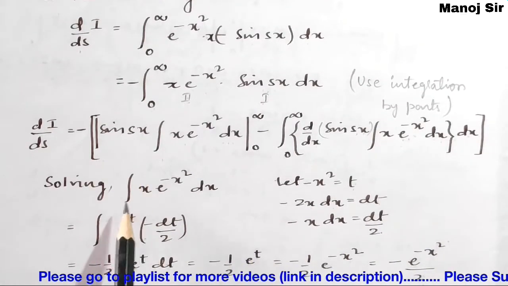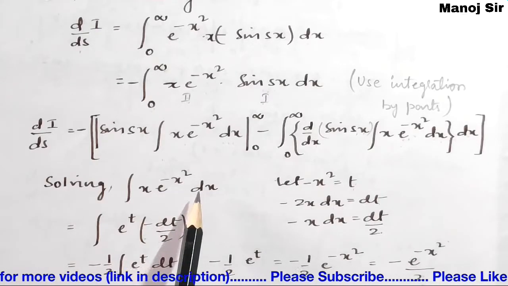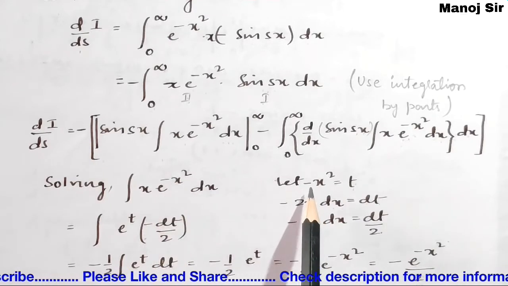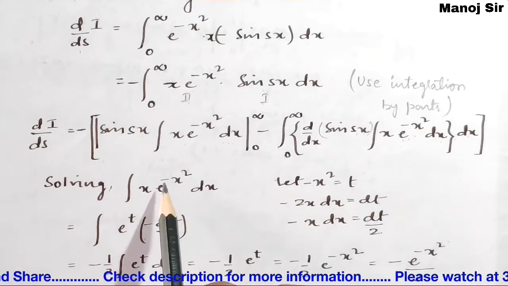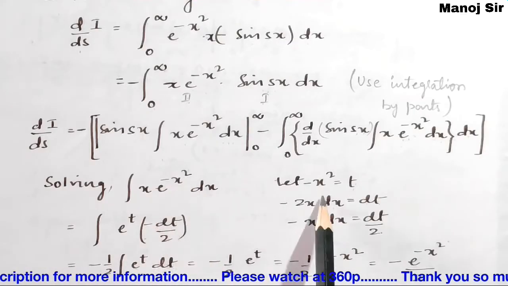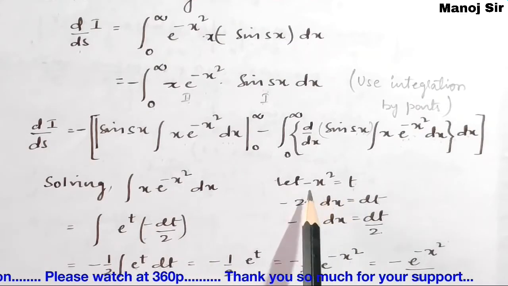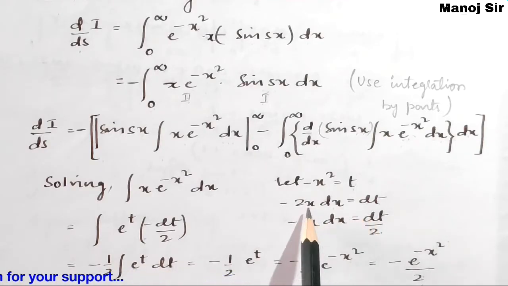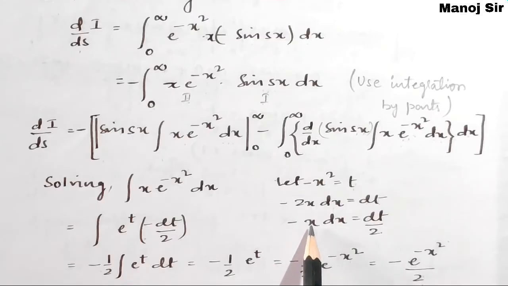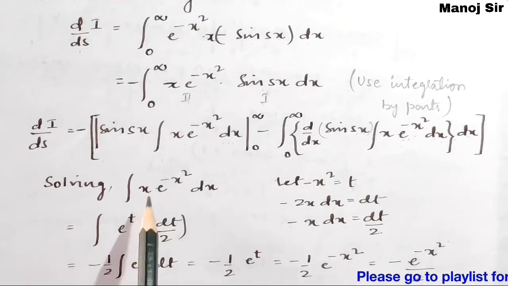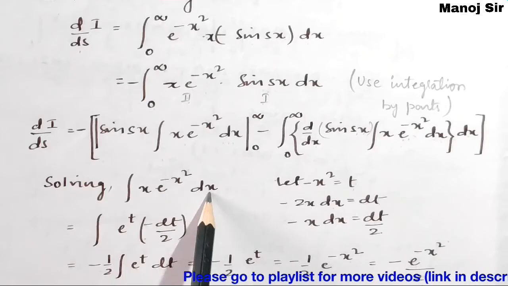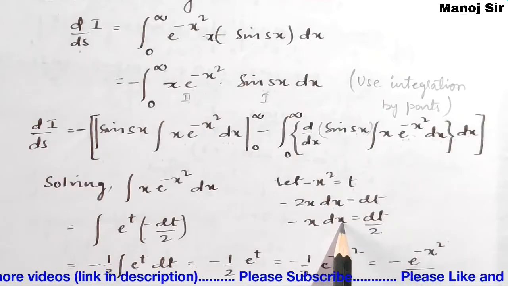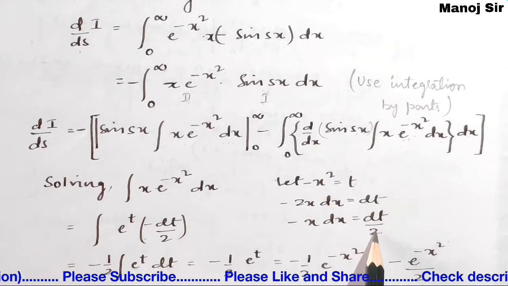That is solving integration x into e to the power minus x square dx. So here we will take this part, minus x square, and put minus x square equal to t. On differentiating this, you will get minus 2x dx equals dt. Take this 2 there, that is minus x dx equals dt upon 2, because here we have x dx also. Or you can say x dx equals minus dt upon 2.